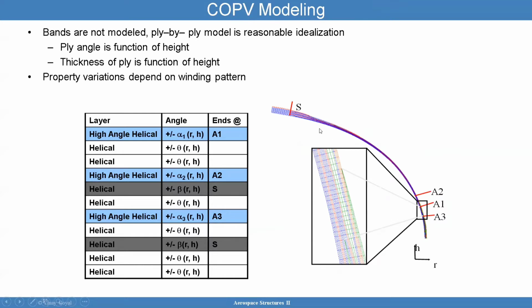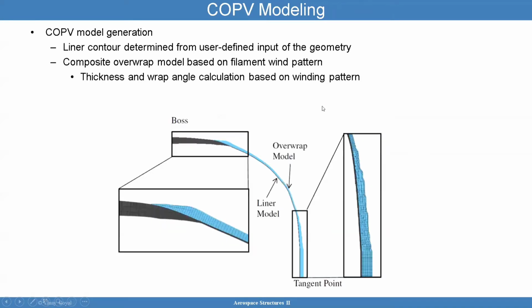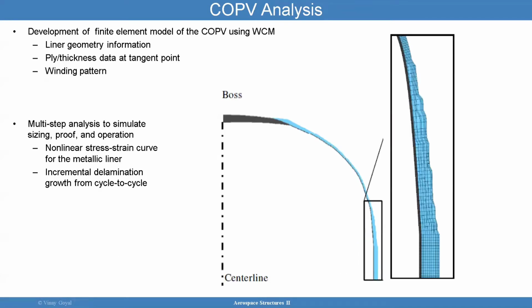The ply angle could vary across the dome. We're going to be focusing on the straight cylinder section, but these dome sections tend to be quite complex to model because the angles and thickness are varying as you move along the dome. And here you can see an example of a COPV model generation. Usually you're going to have the liner contour provided, and then the composite overwrap pressure vessel is based upon the filament wind pattern. That model depends on the wind pattern. The thickness and wrap angle calculation are based on that winding pattern. You can see here again the cylinder section, focus there.